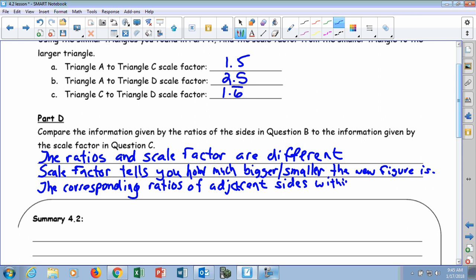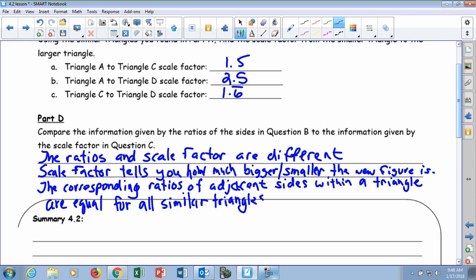So the corresponding ratios of adjacent sides within a triangle, because that was one of the things we were trying to find out, are equal for all similar triangles. So what that sentence means is if the adjacent sides are equal, the triangles are similar. So you'll never have a triangle that the adjacent sides ratios don't match up. And again, if that's the case, that shows they are proportional. That's a big word. Proportional.